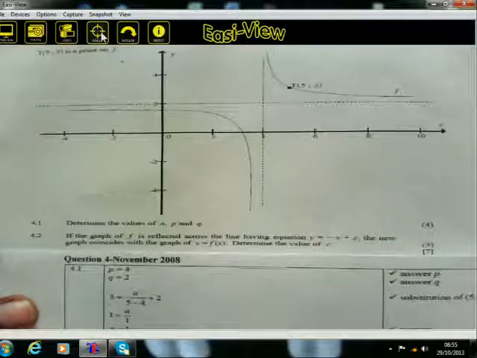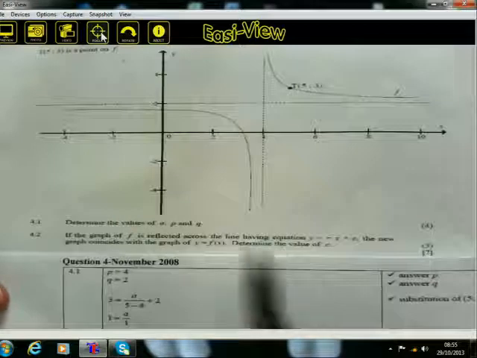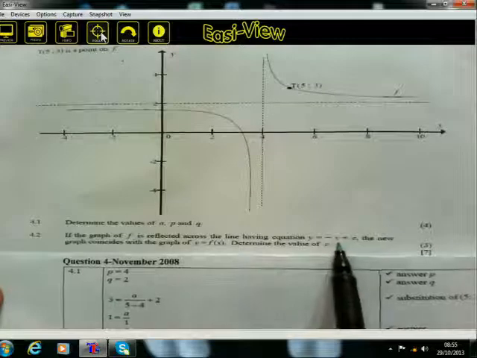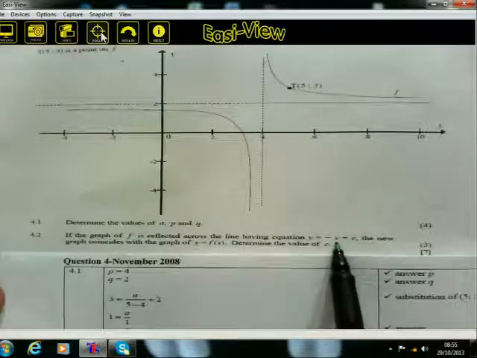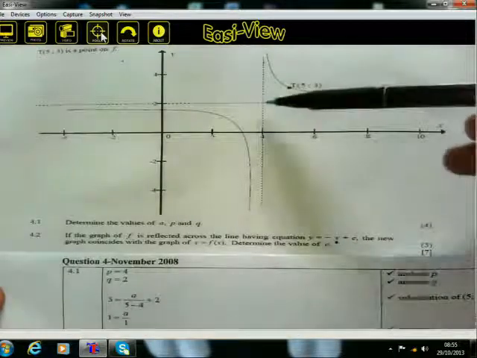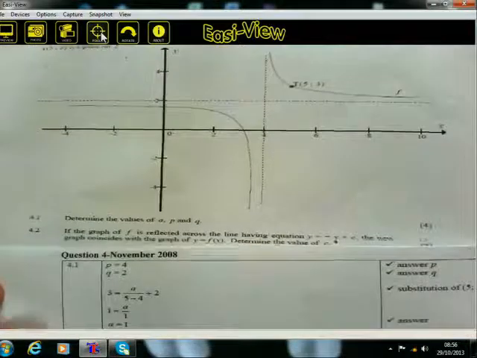Now, look at 4.2. If the graph of f is reflected across the line having the equation, the new graph coincides with the graph of f at x. Determine the value of c. Do you see that? They want this equation and they gave you the one with the gradient being negative. In this particular case, they only want the what? One equation of the symmetry. So you substitute the most important point, this point.